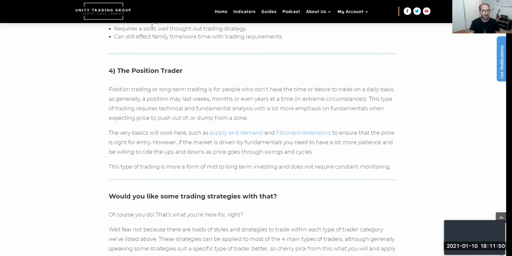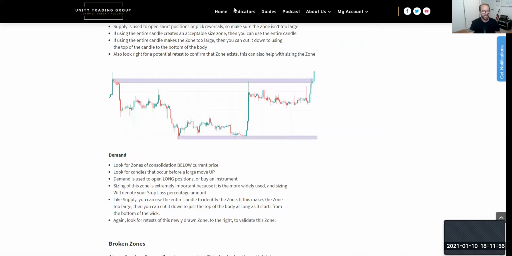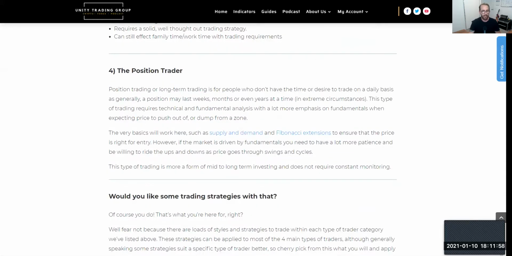So the position trader, again, takes a little bit of inspiration from swing trading in the sense that you will be buying off demand, selling at supply. However, you will be looking at days and days of holding positions, or potentially weeks or months of holding positions. So, if you don't have the time or the desire to trade on a daily basis, a position may last weeks. You may look at position trading as almost like an investment trader mindset.